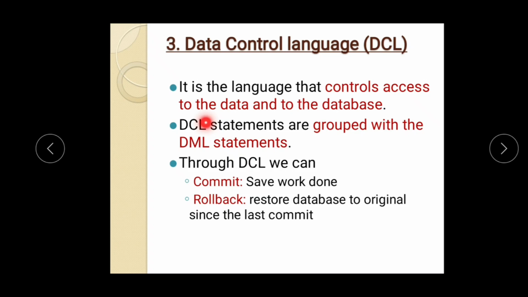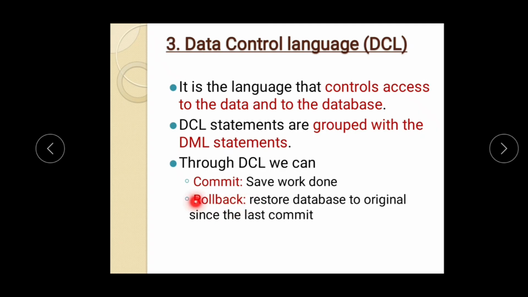While working on a database, once we have completed a task, we perform a commit operation. After performing the commit operation, whatever data we have worked on will be saved in the database permanently. The next one is rollback.